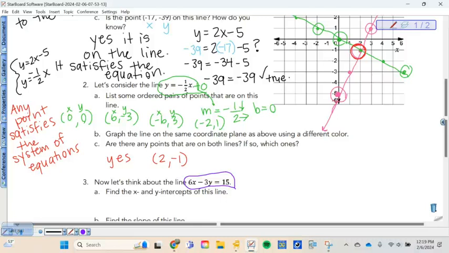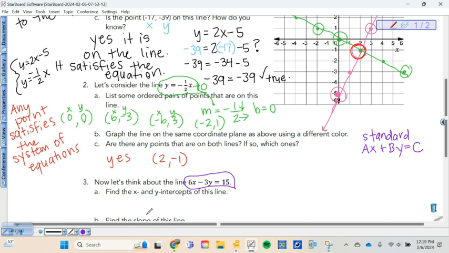Is it in slope-intercept form? No, what form is this in? Good, standard form. That's what standard form looks like: ax plus by equals c. How do I go about graphing from standard form? Do you remember what I taught you? Yeah, I have to rearrange the equation.